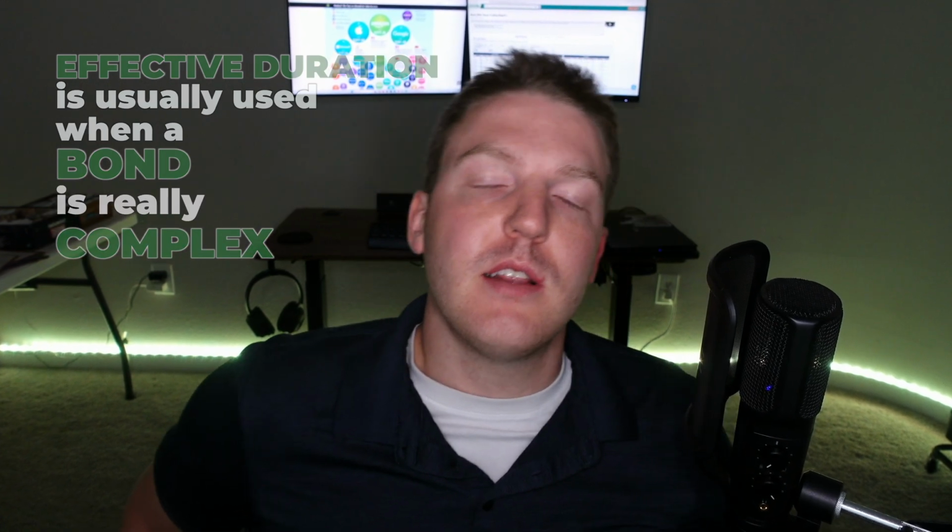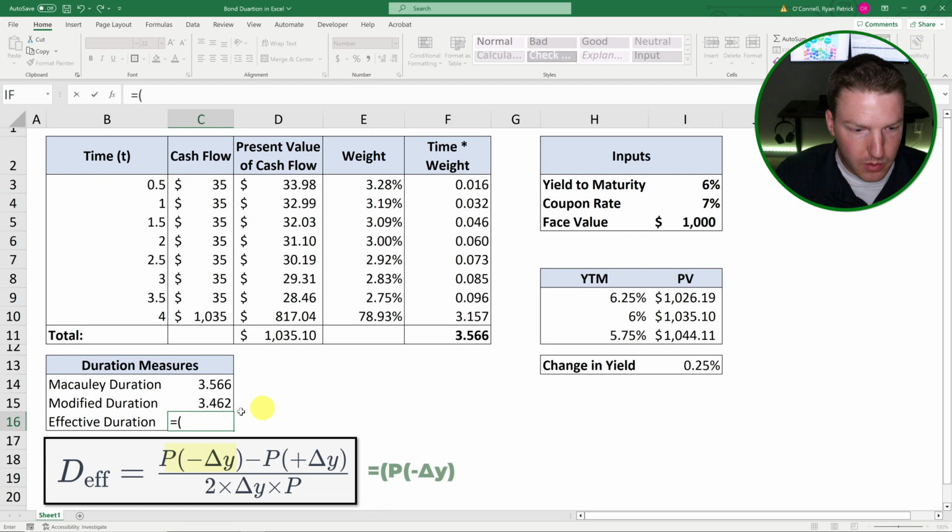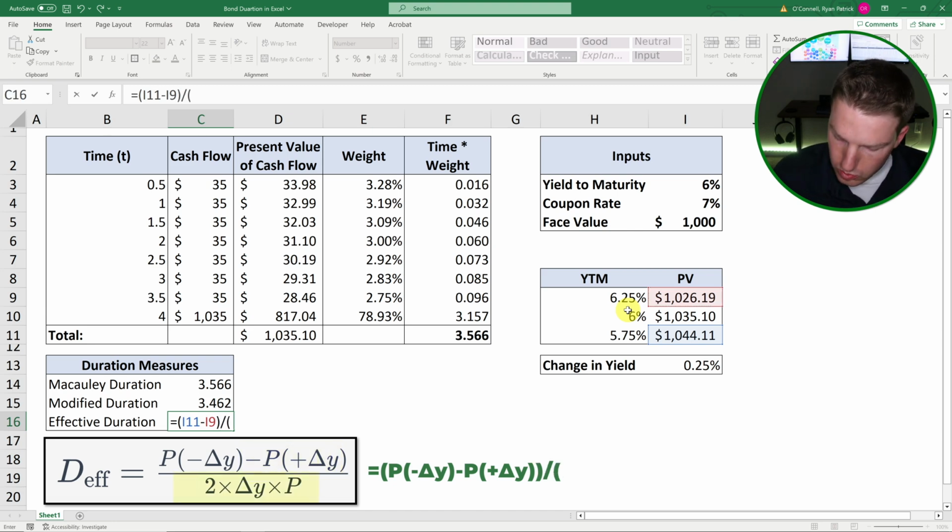really complex, and let's say it has embedded options, like it's a callable bond or a puttable bond. It should come out with about the same value as the modified duration for a simple bond like this one, but we'll go ahead and calculate it anyways. So it'll be equal to the price in the down rate scenario minus the price in the up rate scenario divided by 2 times the change in yield, which is this value that we put right here, multiplied by that original price here. And let's hit that.